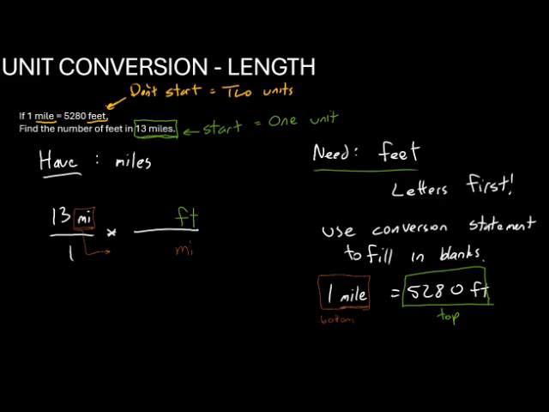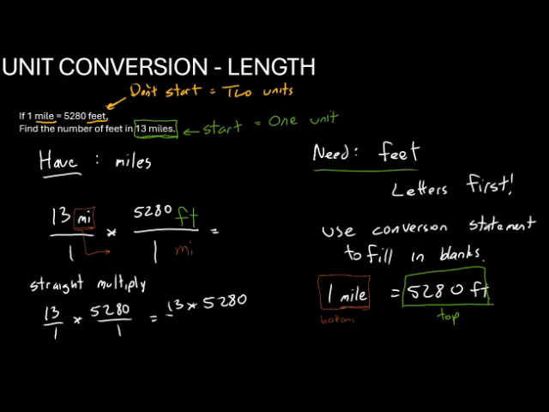Now that we've got our letters straightened out, we'll deal with the numbers. We've boxed in the number 1 as the part that goes on the bottom, and so 1 will go next to miles. 5,280 is boxed in as the top section, and we'll write that there as well. Now, once again, when you have a fraction times a fraction, you will do a straight multiply. We'll write 13 over 1 and multiply by 5,280 over 1. On top, we will now have 13 times 5,280, and on the bottom we'll have 1 times 1.